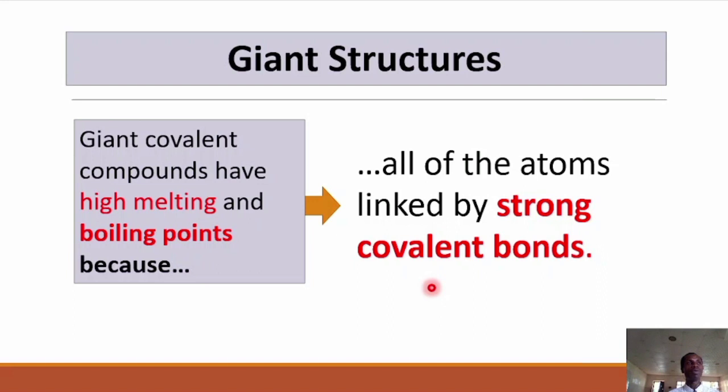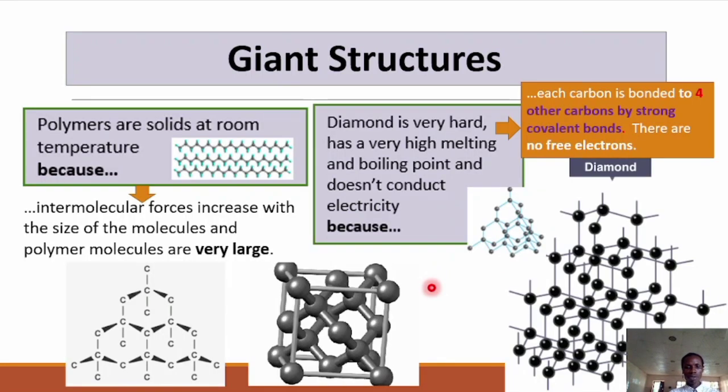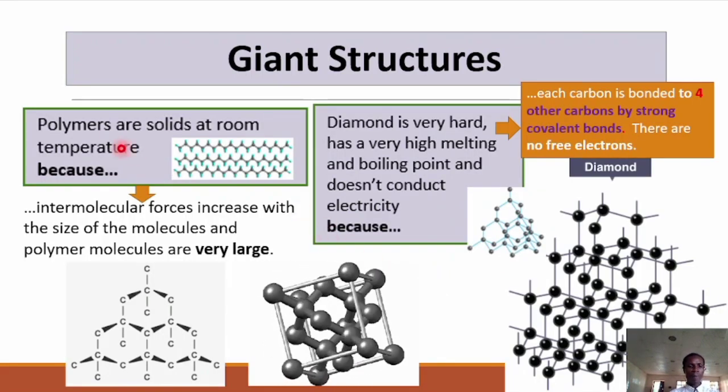Strong covalent bonds. Okay? All the atoms are linked because just imagine these two hands they are holding each other. Another hand comes holding this one, holding like that. Okay? We are going to form a network of what? High bond, strong bond. So, giant covalent compounds have high melting and boiling point because what? All of the atoms linked by what? Strong covalent bonds.